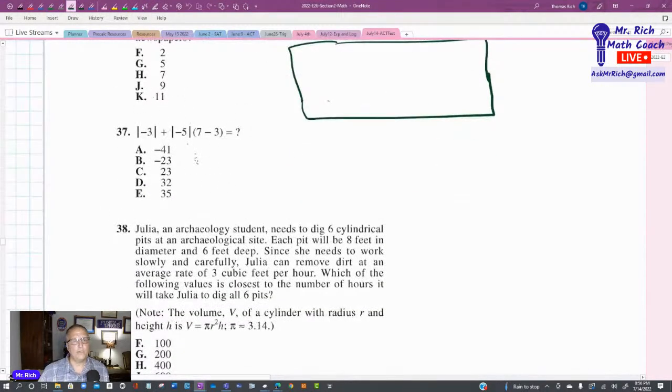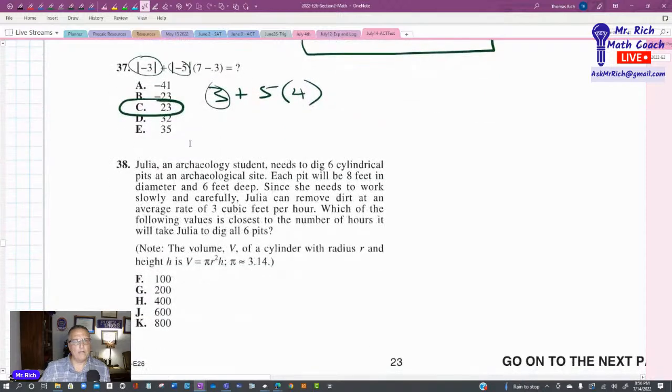So this is going to be 3 plus the absolute value of negative 5, which is 5, times 4, 23. Could that be that easy? Absolute value of negative 3 is 3. That's 5. I'm multiplying 5 times 4, 20, plus 3, 23. Okay, it is what it is.